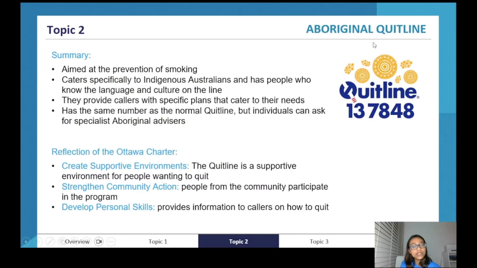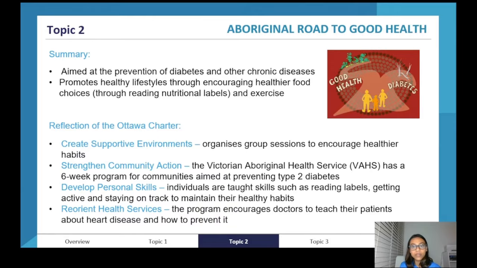Okay. Aboriginal Quitline is one of the examples of initiatives that you can use. So those are the reflections and links back to the Ottawa Charter down there for you. That's your summary up there, and then we've got another one here. So Aboriginal Road to Good Health. So those are again reflections. This has a bit more for you down here, a couple more links.